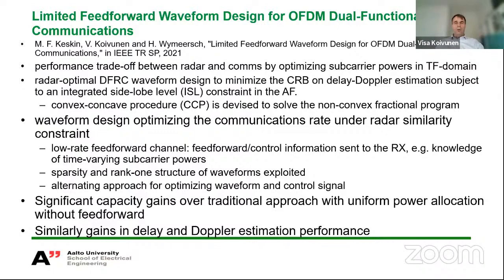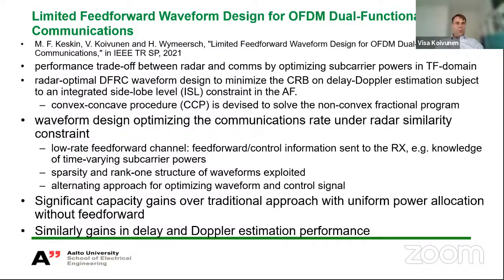The integrated sidelobe level basically controls how much power you have in the sidelobes outside the main lobe, and you can impose a constraint on the maximum of that sidelobe level, which of course ensures that you can do a good job detecting targets with different delays or different radial velocities. And when you formulate this problem, you eventually come up with an optimization problem where a convex-concave procedure and a non-convex fractional program are used to solve it. And if you go back to this paper, you will see how the actual solution is found.